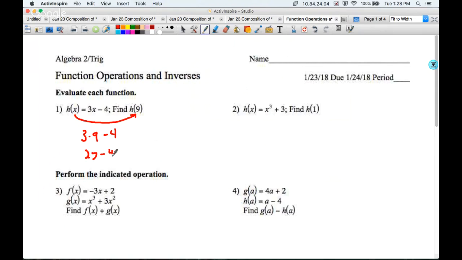27 minus 4, 23. There we go. If we evaluate at 1 over here, 1 cubed plus 3, 1 plus 3 is 4.